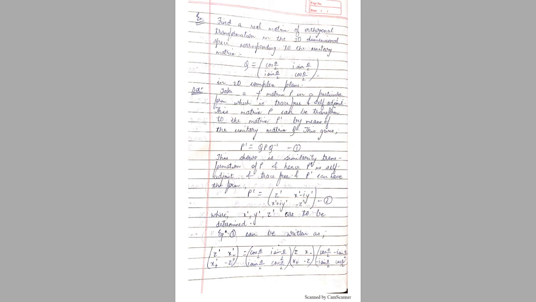See, what is it written? Find a real matrix of orthogonal transformation in the 3 dimensional space corresponding to the unitary matrix. What you have to do is basically find a real matrix of orthogonal transformation corresponding to the unitary matrix this. So we know that this is the given condition they are asking us to take. We have to use this condition. Here we know the value of P dash. This I have already done in the previous example. This question is really easy. You can do it by yourself also.